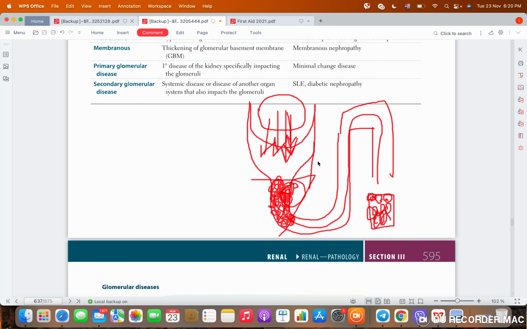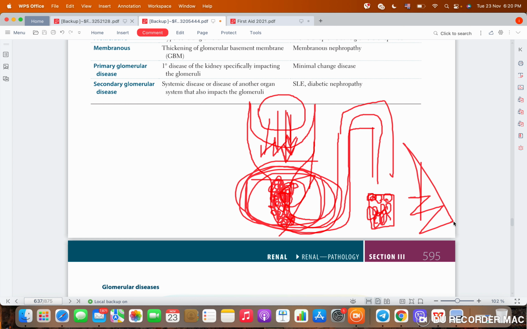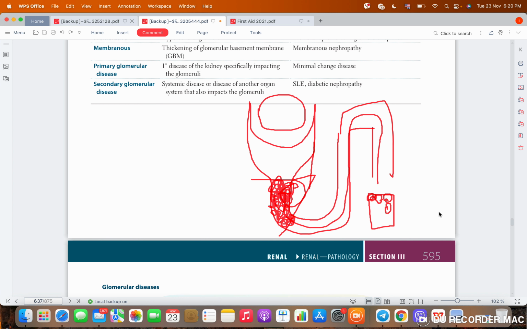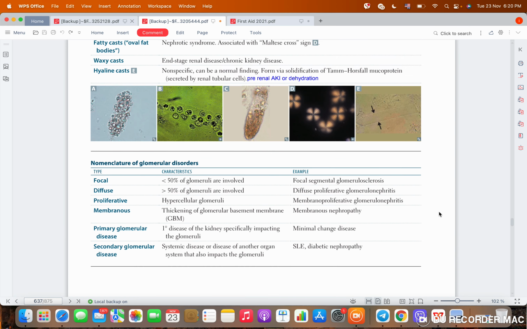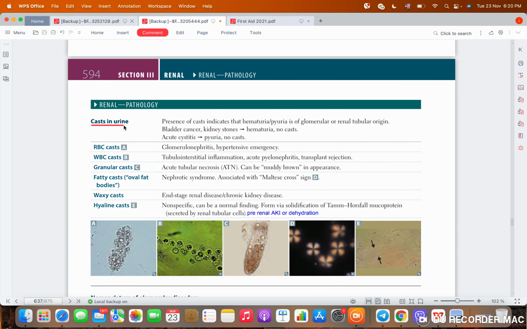So first of all, what I want you to know is that the cast is formed inside of the tubule. So any pathology after the tubule will not lead to formation of a cast. With simple microscopy of the urine, you will be able to see the casts. A presence of casts indicates hematuria or pyuria. Hematuria means blood in the urine. Pyuria means pus in the urine. It is of a glomerular or renal tubular origin. So it cannot be a lower urinary tract problem. It must be an upper urinary tract problem.